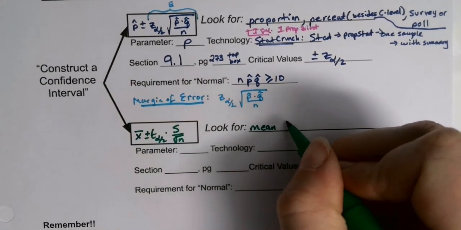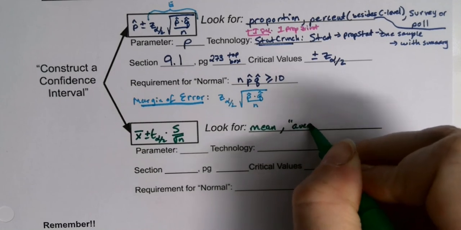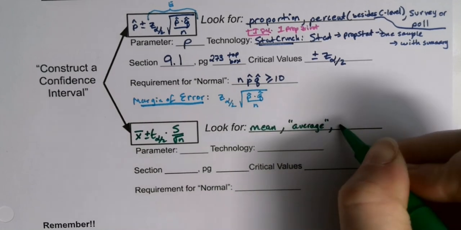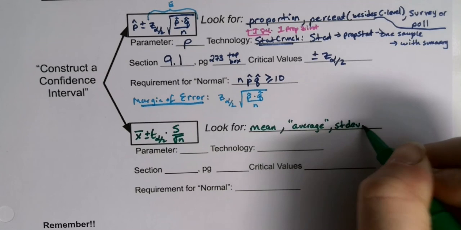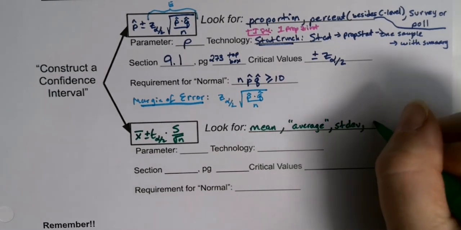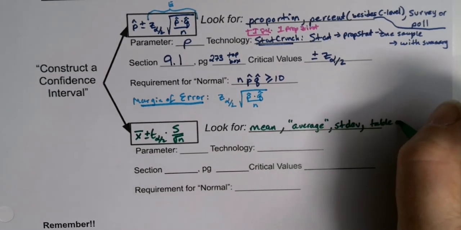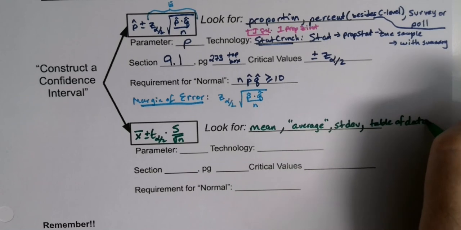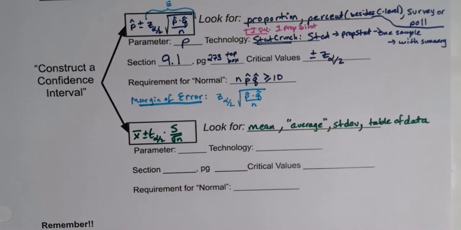A lot of times they'll say average. There'll be a standard deviation somewhere in the problem, possibly. Or if they give you a table of data. So if you see a problem with a big data set, that has to be a means one. That cannot be a proportions one. Proportions ones don't work like that, at least not in our course. There are ways to do it with data, but we're not doing it.